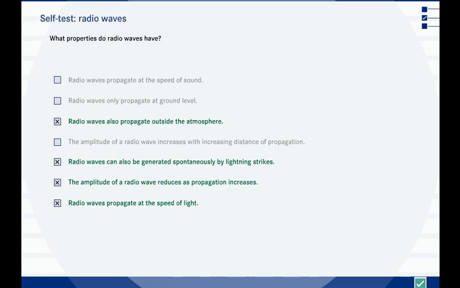That's right. Radio waves are not bound by matter. This allows them to travel both in the atmosphere and in a vacuum. Radio waves can also be generated spontaneously, by a lightning strike, for example, and this can cause interference in radio reception. Their amplitude reduces as the wave propagation distance increases. At double the distance, the wave's amplitude decreases to just a quarter of the original value. Radio waves travel at the speed of light.